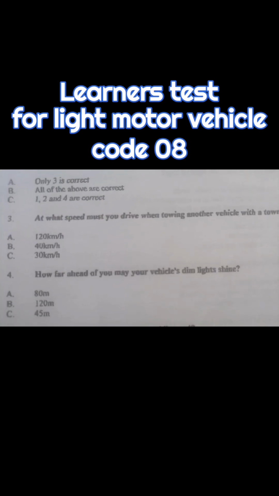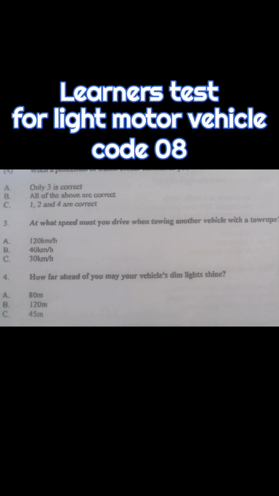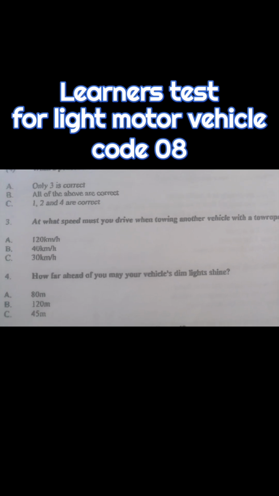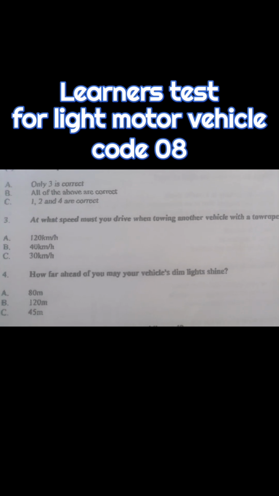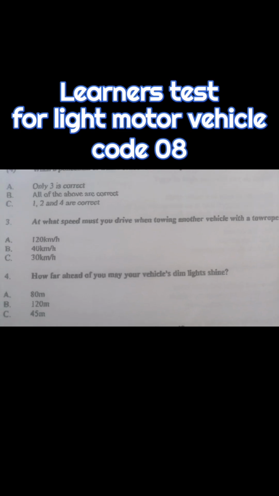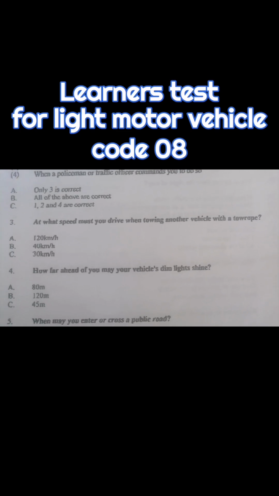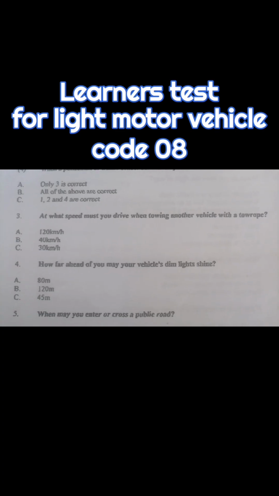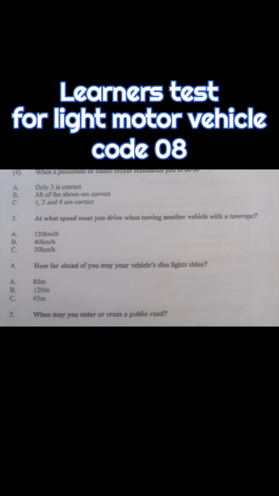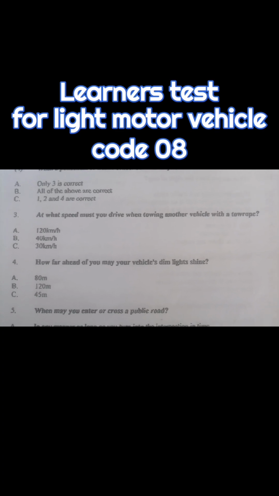Okay, question 3 is a straightforward multiple choice question, which means when you get a question like this, there's only ever going to be one correct answer. Alright, and the question reads like this: at what speed must you drive when towing another vehicle with a tow rope?